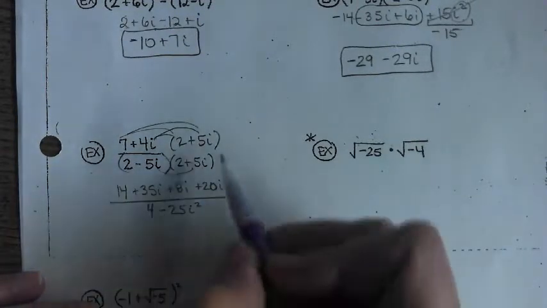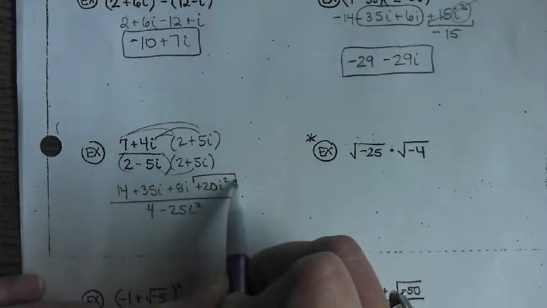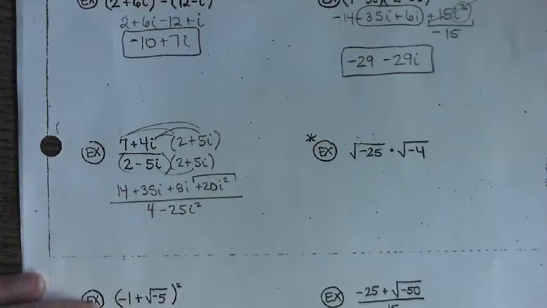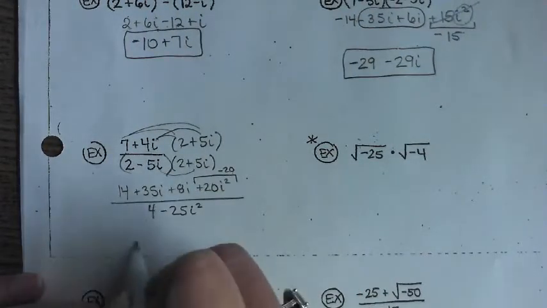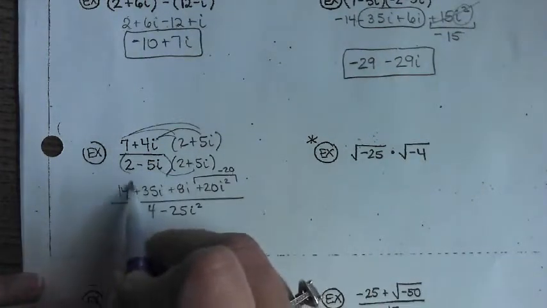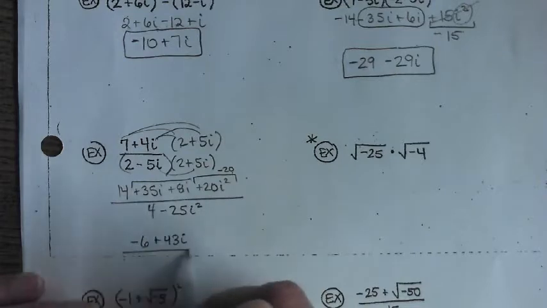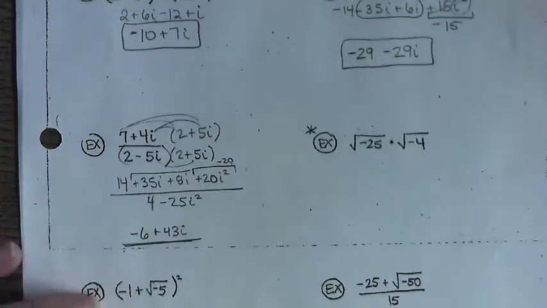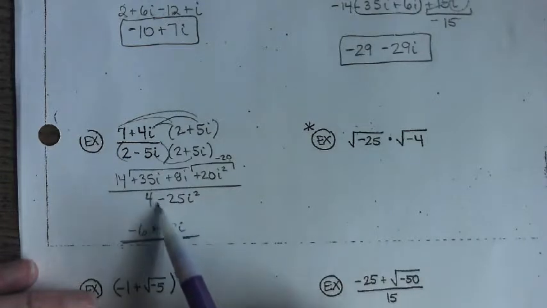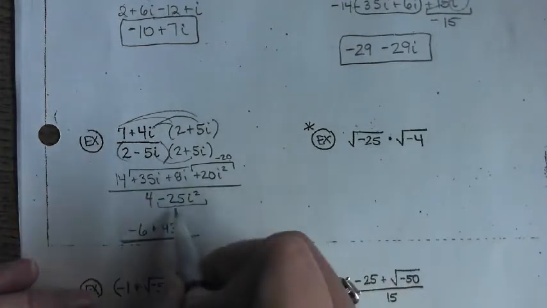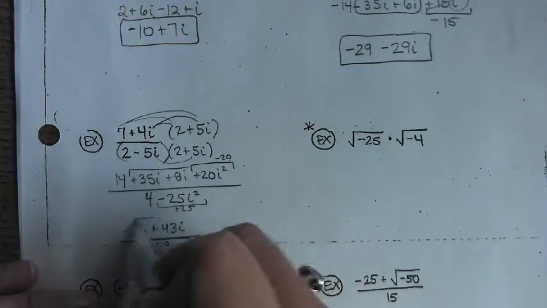And then we have to clean it up. So this plus 20i squared becomes what, Haley? Negative 20. So negative 20 combined with a 14 is going to be negative 6. Combine your i's. You're going to get plus 43i. And then your negative 25i squared is going to become plus 25. So 4 plus 25 is 29.